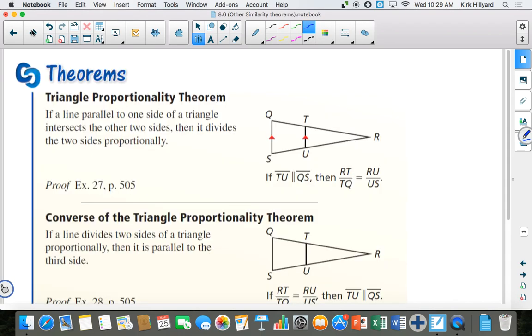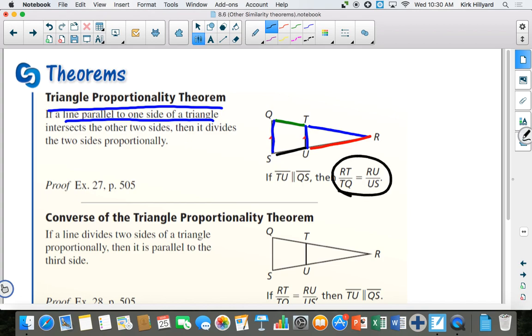So the first one is the triangle proportionality theorem. That's if you have a line that is parallel to one side of the triangle. So what we're talking about here is TU is parallel to QS, and if you have that, then it divides the two sides of the triangle into equal proportions. So what we're saying there is RT is going to be proportionate to TQ, and RU is going to be proportionate to US. So you'd set that up right here. You'd solve that proportion. That's if you have parallel lines.